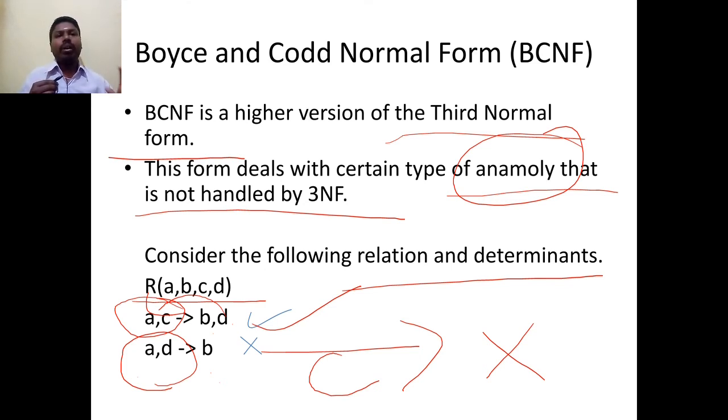So too simple, what is Boyce-Codd normal form? It is a higher version of third normal form. This form deals with a certain type of anomaly, which means an error that is not considered in the table.